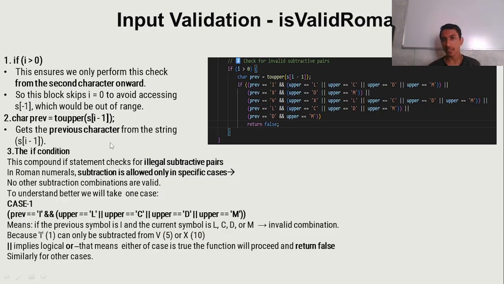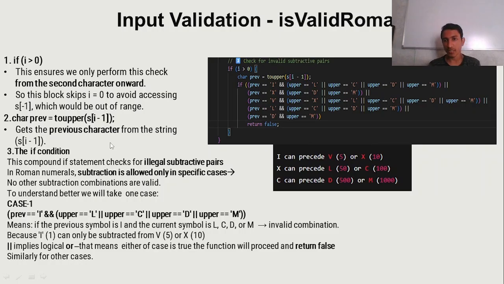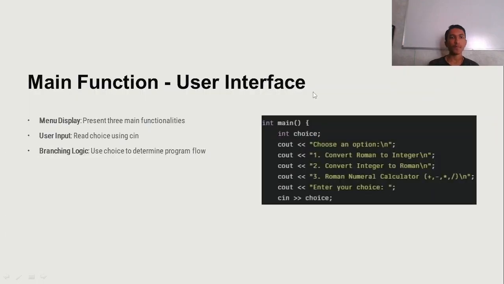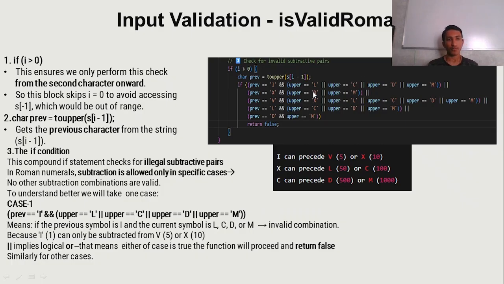Now what is the if condition here? This compound statement checks for illegal subtractive pairs. In Roman numerals, subtraction is allowed only in specific cases. That is, I can precede only V or X, X only L or C, and C only D and M. No other subtraction combinations are valid. To understand better, we will take one case from this. Let's say case one.